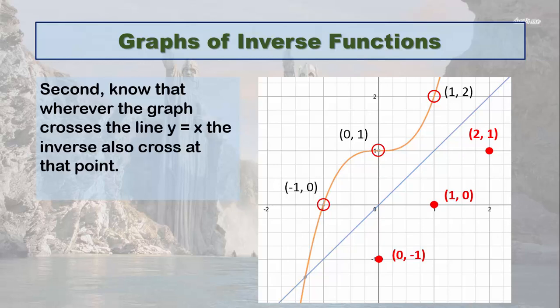Second, you should know that wherever the graph crosses the line y equals x, the inverse also crosses at that point. Remember, if this is supposed to be reflected across this line, well, where does this reflection go? It doesn't go anywhere. It stays there because there's no space between the line and the graph. Well, it's going to be the same way for the inverse. It's going to go through that point as well. Wherever it crosses this line, the inverse will also cross that spot.